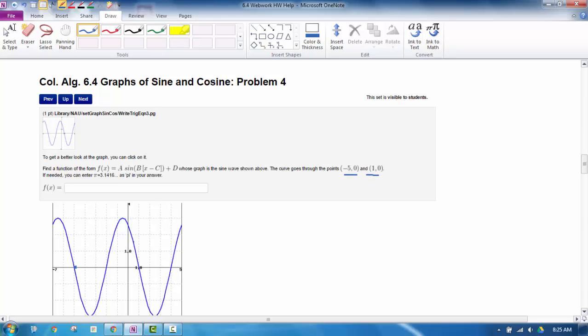Next problem just wants us to look at this graph and give the amplitude, the period, and the phase shift. The amplitude goes all the way up to 4. The period repeats every 2. And the phase shift is 0 because the regular sine function starts off here at 0 and goes up. So it hasn't been shifted right or left at all.